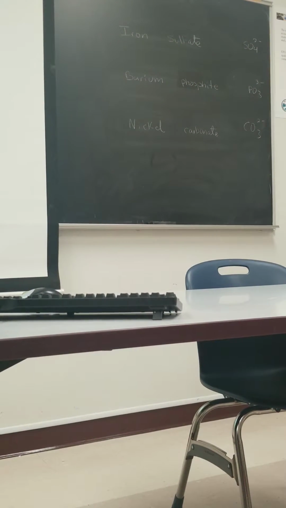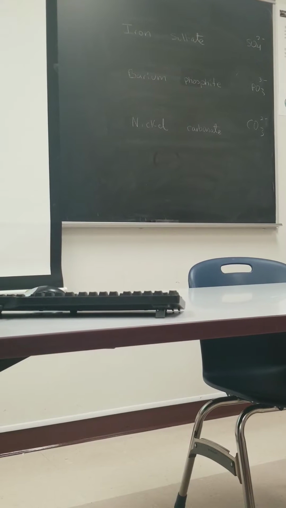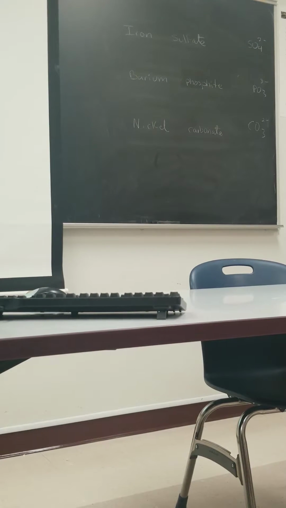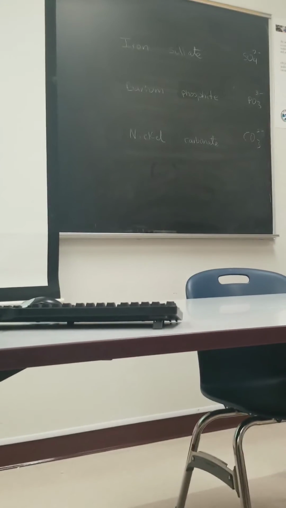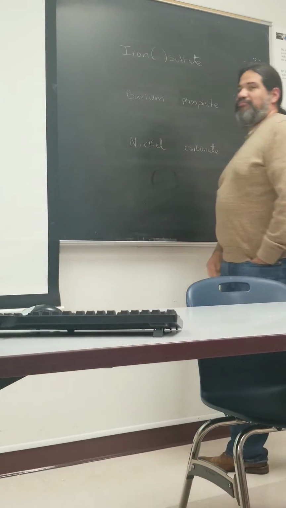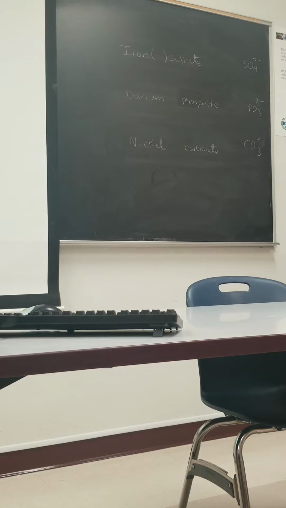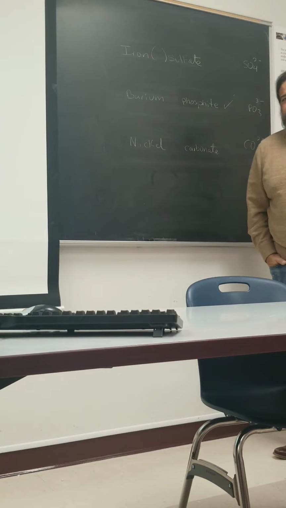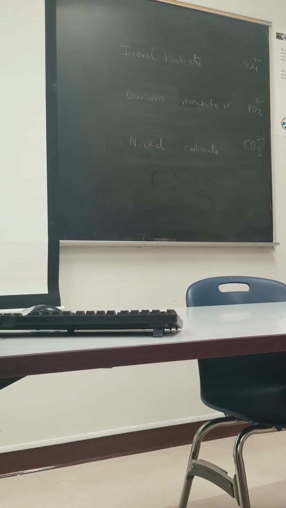Okay, now we need to find out if we need the Roman numeral. So for iron, do we need a Roman numeral? Yes. For barium, barium's in group 2. Do we need a Roman numeral? No. So we're done. That's it. For nickel, do we need a Roman numeral? Yes. Nickel's a transition metal.